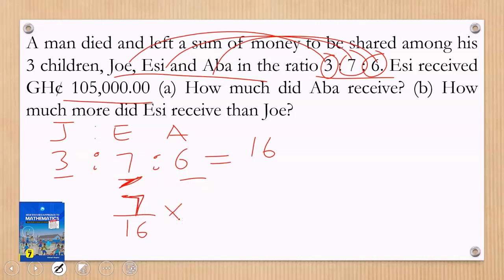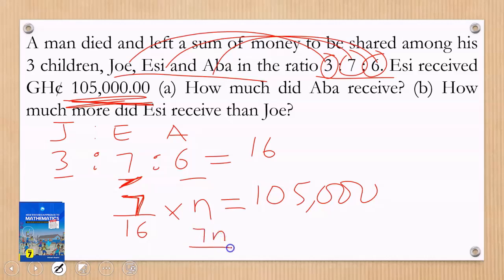Now when we multiply this total fraction by the amount given, which I don't know, let me call the total amount n. Then if I multiply this by n, the total amount, the result should be the amount that AC received, which is 105,000. So we make n the subject. Remember, we've done equations, so you can now simplify this by making n the subject.